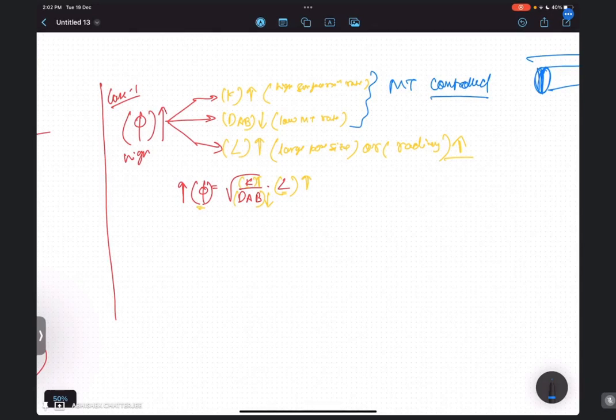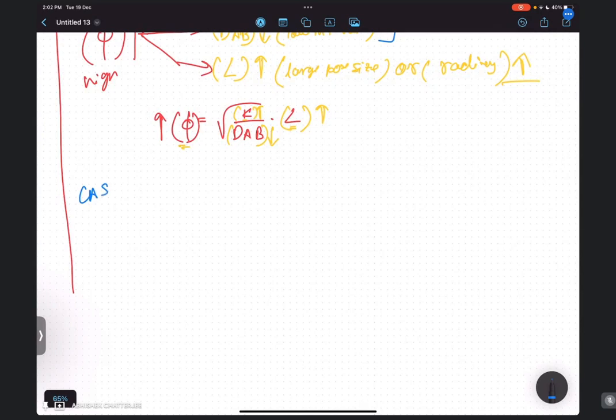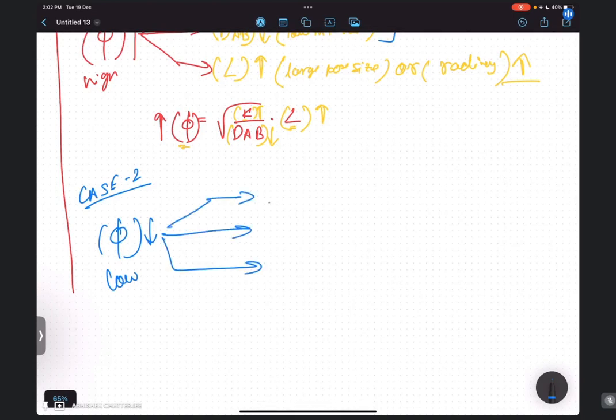यहाँ तक क्लियर है ना? Now what is the second case? The second case is your low Thiele modulus. ये लो है। ये अगर लो है तो फिर तीन पॉसिबिलिटी बनता है अपना। क्या क्या तीन पॉसिबिलिटी बनता है? पहला तो अपना k वैल्यू कम होगा, दूसरा अपना D_AB वैल्यू ज्यादा होगा, और तीसरा अपना L वैल्यू कम होगा.